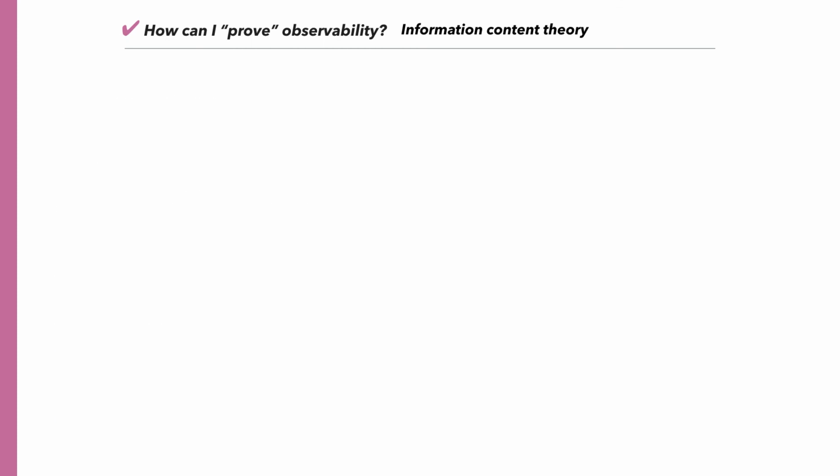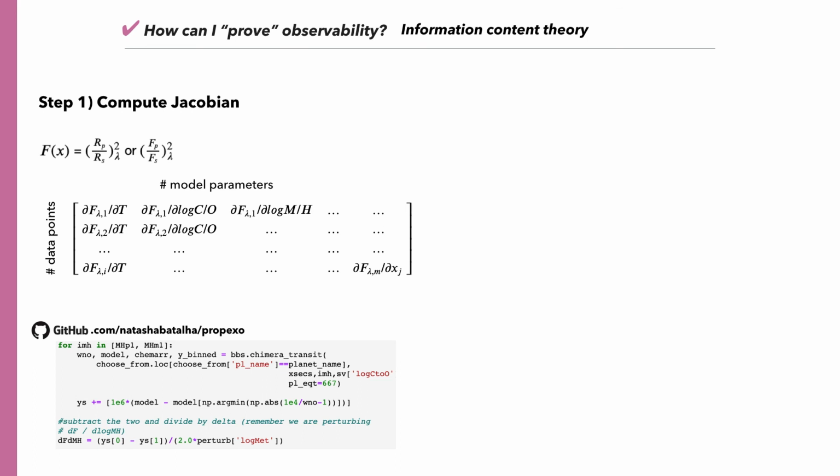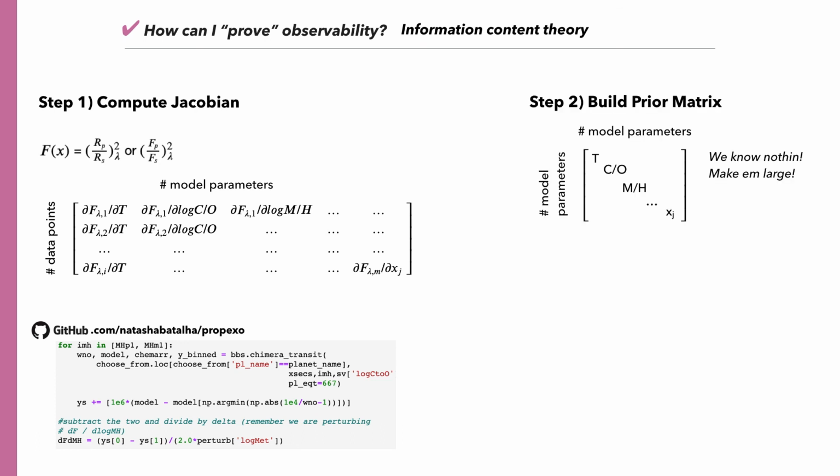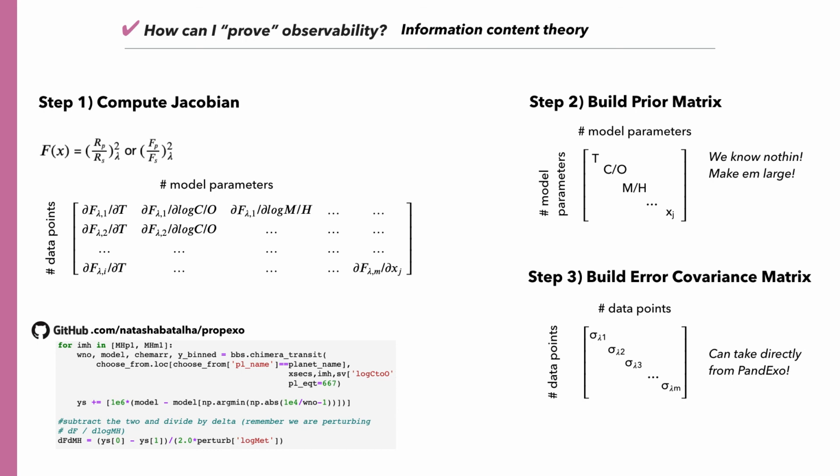So the first step of IC is to compute the Jacobian. The Jacobian describes how sensitive our model is to slight perturbations in each state vector parameter at each wavelength place. The next step is to build the prior matrix. Because the information content describes how your state of knowledge has increased relative to the prior, it's critical this gets defined. And in most cases, there just is no information, as in we know nothing about the system beforehand. So we want to make these very large. The last step is to build the error covariance matrix, which describes the precision of your measurement at each wavelength. So these we can take directly from PandExo, so we don't have to do any additional work except to put it in matrix form.